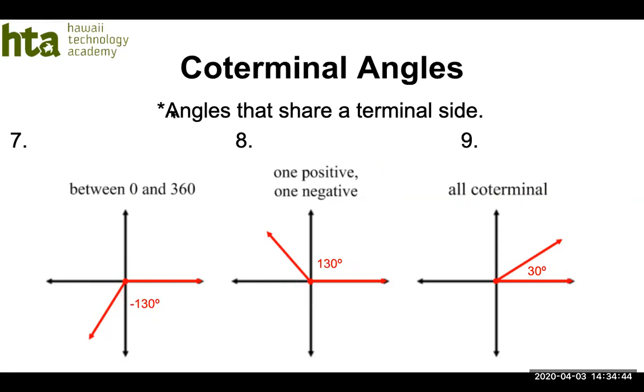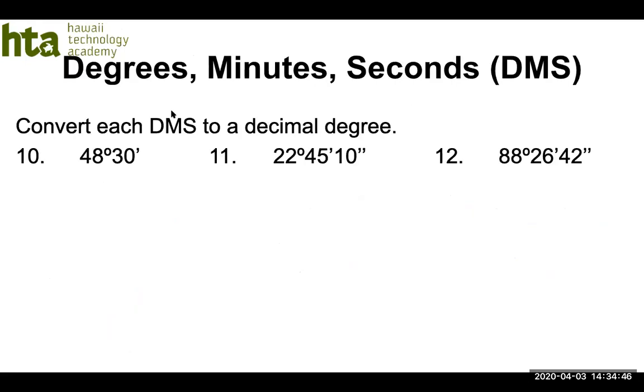Let's keep moving along here. All right, last part. Okay, we're going to do it twofold. We're going to go degrees, minutes, and seconds to decimal degree, and then we're going to go decimal degree to degrees, minutes, and seconds. Okay, so degrees, minutes, and seconds are another way of measuring degrees.